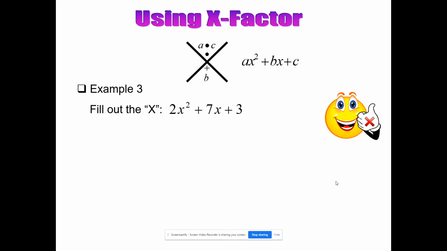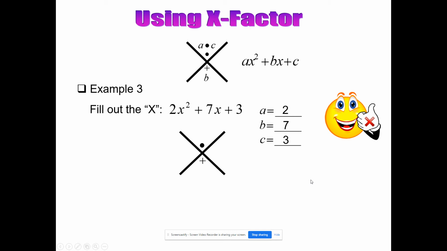All right, let's look at another example. So you should notice there's something different about this example. Okay, in this example, our a value is not 1. So that is going to change it. So first, let's identify a, b, and c. So my a value is 2, my b value is 7, and my c value is 3.